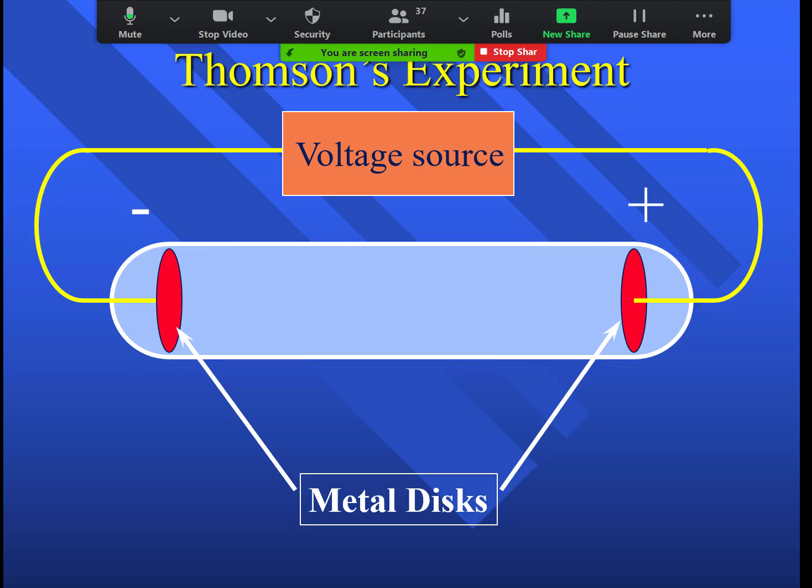I want to show you a video of what they were trying to explain. A cathode ray tube. See if I can share that with you.